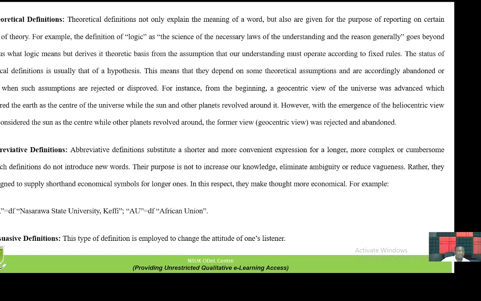The fourth type of definition is what we call theoretical definitions. Theoretical definitions not only explain the meaning of a word, but are also given for the purpose of reporting on certain matters of theory. They are related to theory. When you are trying to explain a theory, you have to provide a theoretical definition. So, for example, the definition of logic as the science of the necessary laws of the understanding and reason generally goes beyond telling us what logic means, but derives its theoretic basis from the assumption that our understanding must operate according to fixed rules.